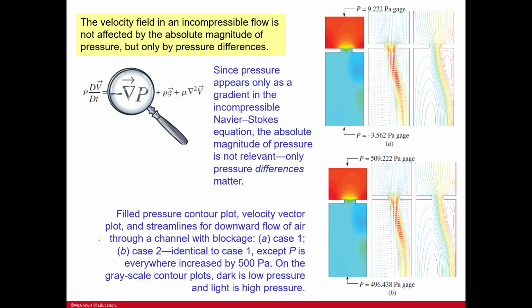The velocity field of an incompressible flow is not affected by the absolute magnitude of pressure, but only by pressure differences. When we're looking at a flow, we don't care which particle you're looking at. We don't care about those things. We care about the changes. We care about what is happening. And that's here: the velocity field in an incompressible flow is not affected by the absolute magnitude of pressure, but only by the pressure differences.